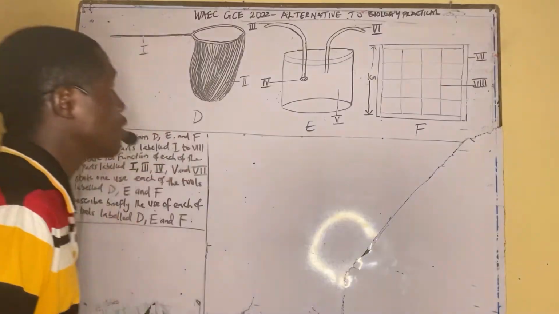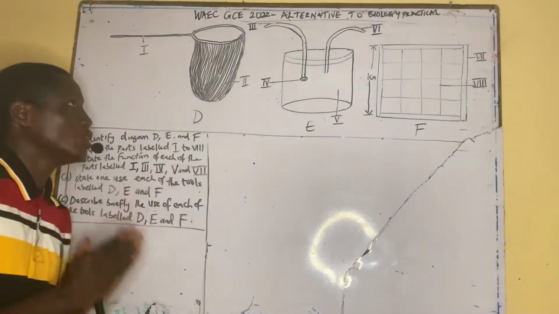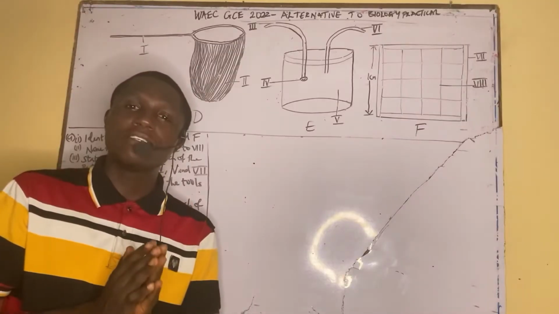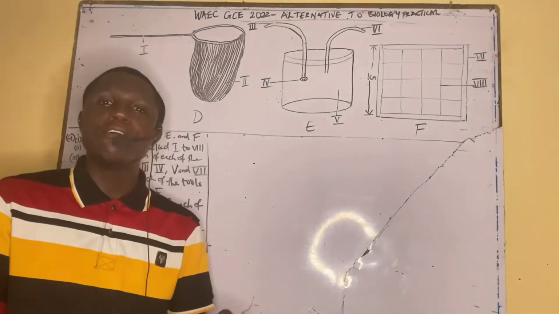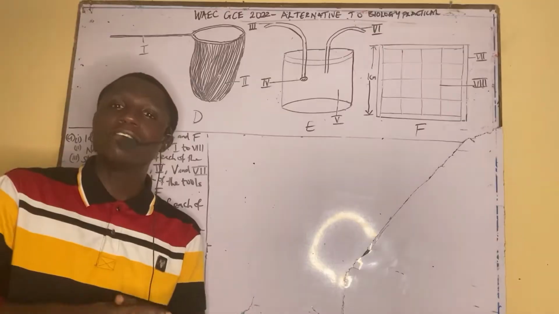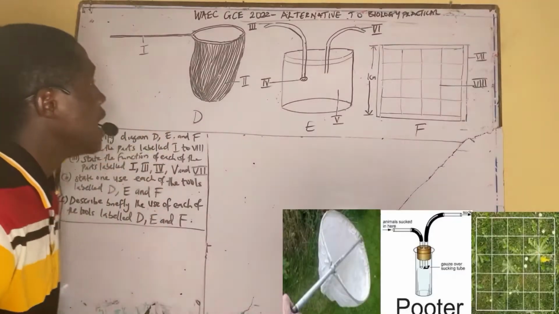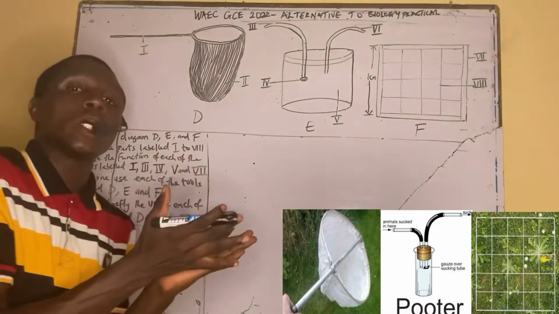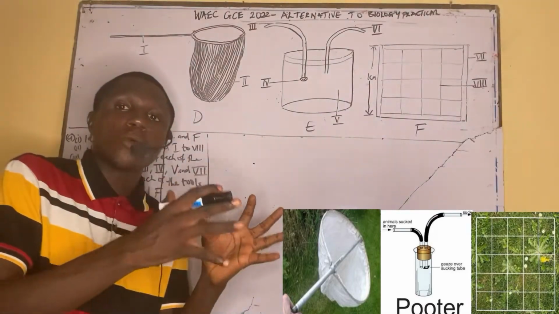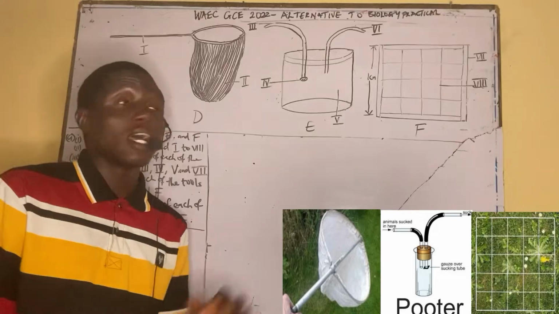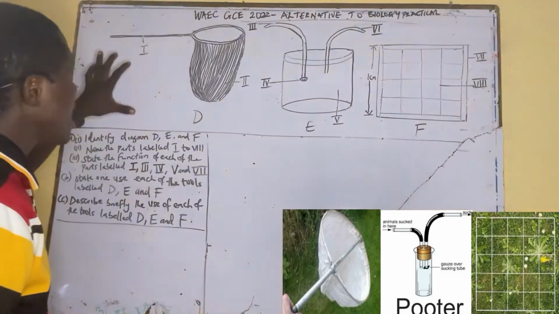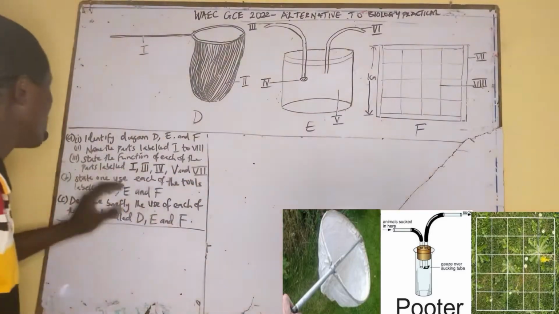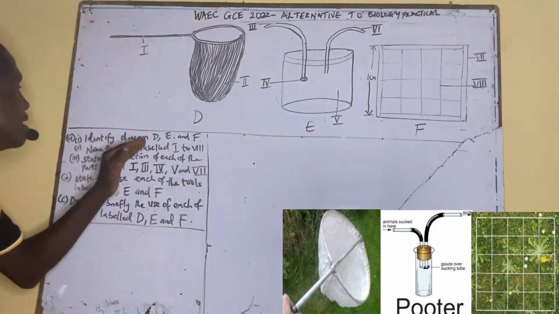Amen. Today I'm going to consider the 2022 alternative to biology practical. This is one of the narrative classes that will help you in preparing for the biology alternative to practical. This is a question that has been given to us, and we have to answer it based on the information given. Here we have diagram D, diagram E, and diagram F, and we are told to identify them.